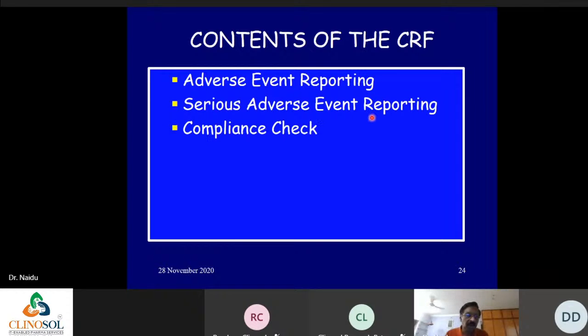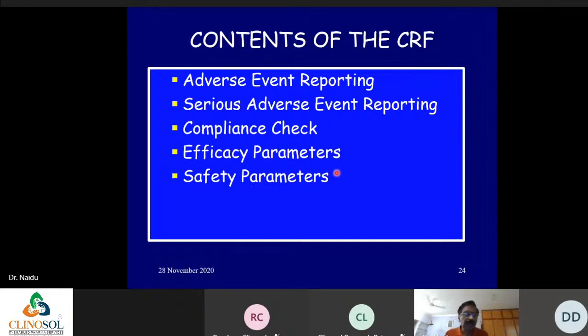Compliance check. When actually the volunteer or participant is coming, how you are checking the compliance about use of their drug, that should be one page in case record form. Efficacy parameter, naturally that will depend on the type of study. What are your efficacy parameter, whether it is a blood pressure or blood sugar level or serum creatinine, whatever may be there, that is your efficacy parameter. That depends on the type of clinical study you are doing.